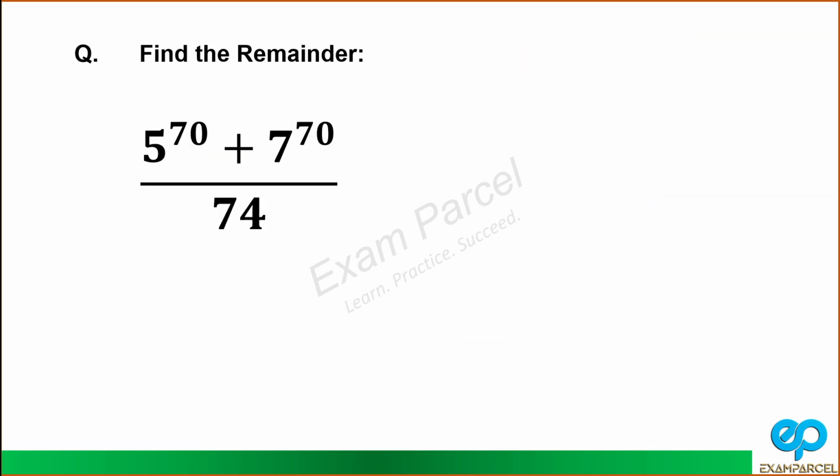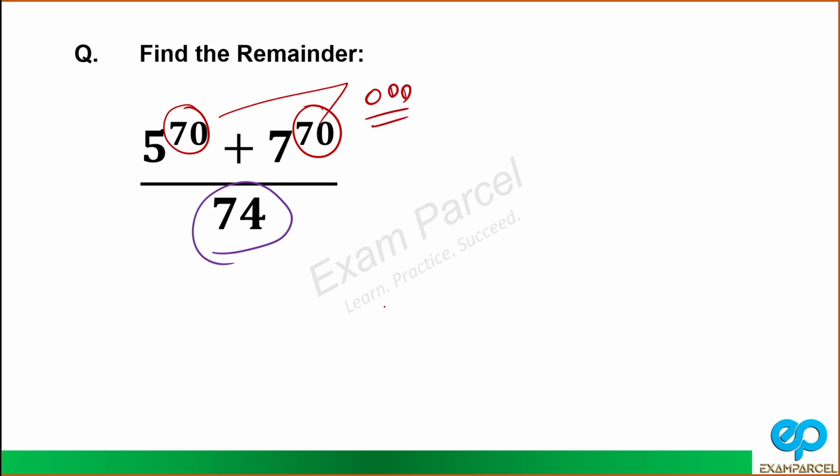Okay, next question: 5 raised to the power 70 plus 7 raised to the power 70 divided by 74. Now this is a good question actually. At first look, you might get confused about how I can apply this theorem, right? Because my powers have to be odd, but here we have even powers. So our first objective should be to convert these even powers to odd, right?